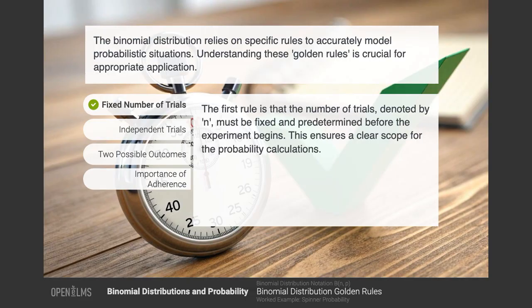The binomial distribution relies on specific rules to accurately model probabilistic situations. Understanding these golden rules is crucial for appropriate application. The first rule is that the number of trials, denoted by n, must be fixed and predetermined before the experiment begins. This ensures a clear scope for the probability calculations.